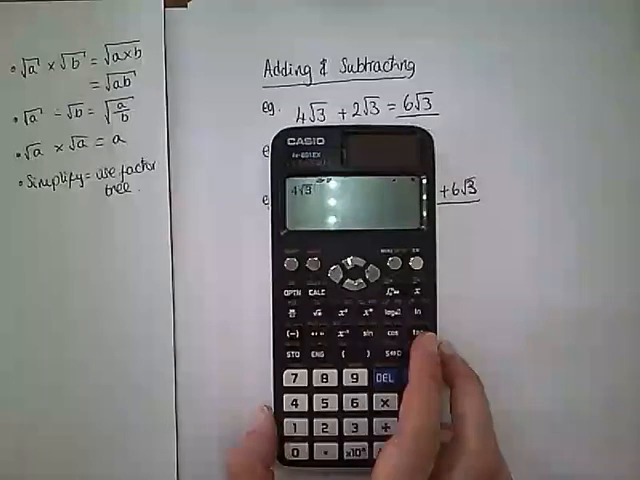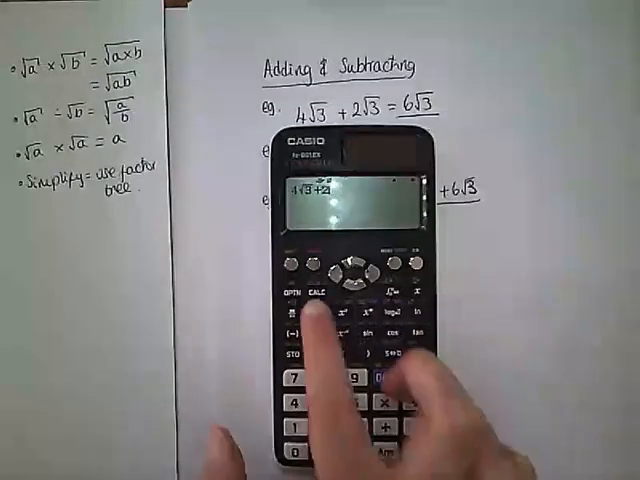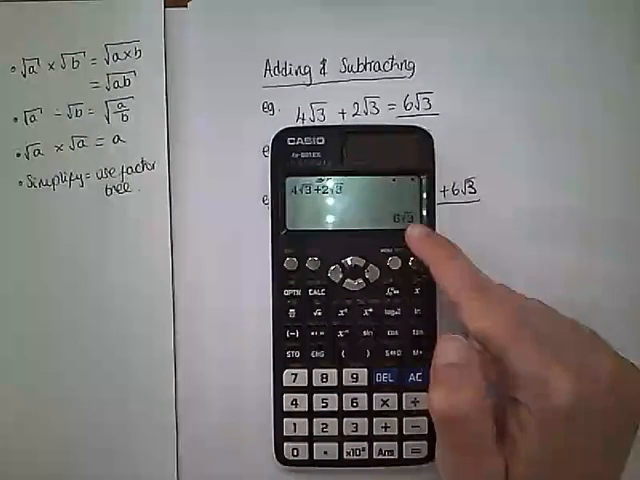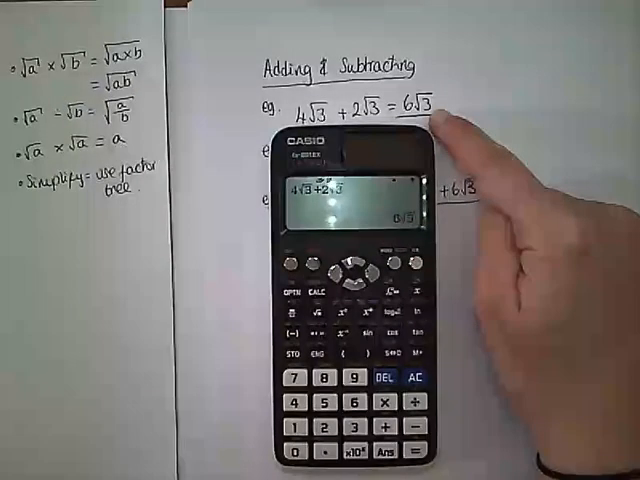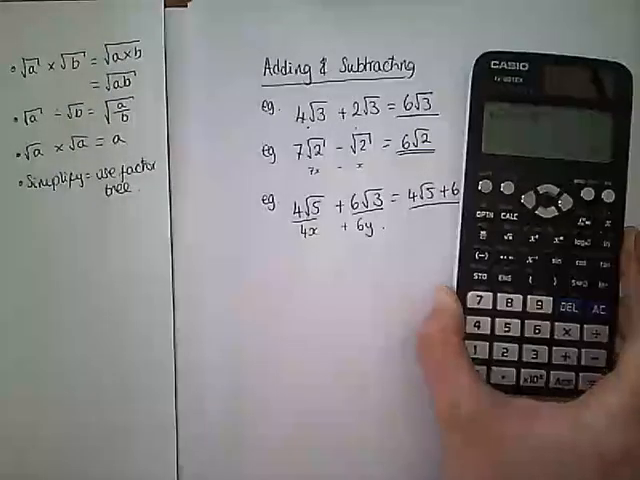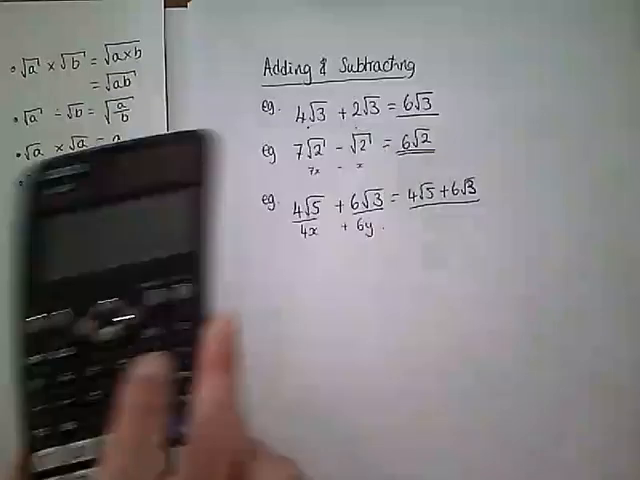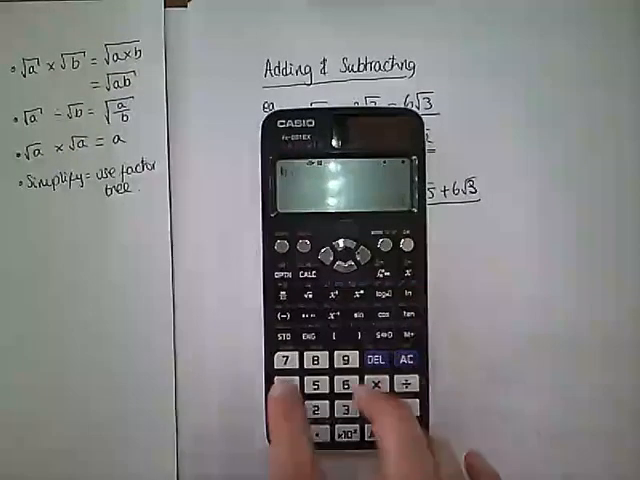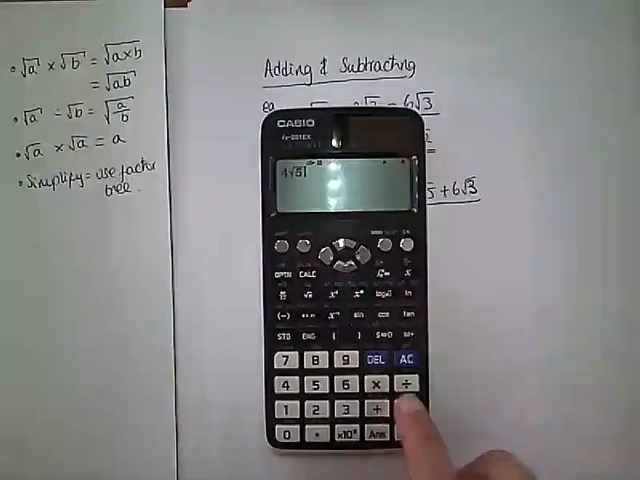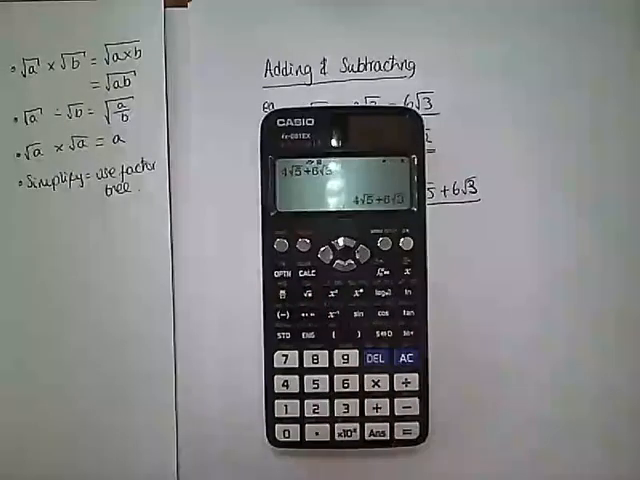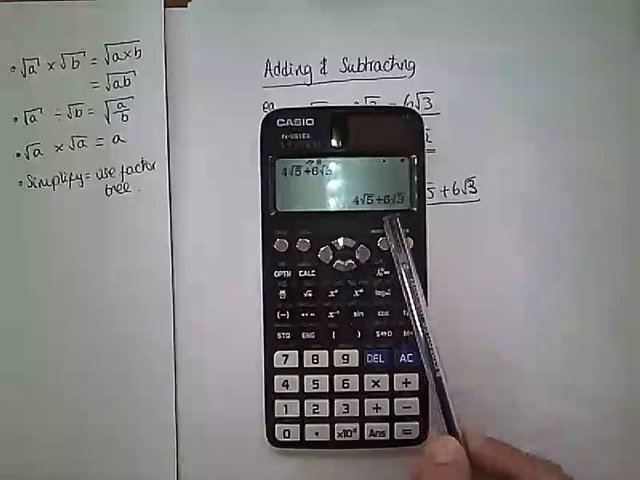So 4 root 3 plus 2 root 3 makes 6 root 3. Well, happy days. That's what we put up there. Now we're trying to do this other one, which was 4 root 5 plus 6 root 3. So 4 root 5, arrow across, plus 6 root 3. That doesn't simplify. That is as simple as it goes.